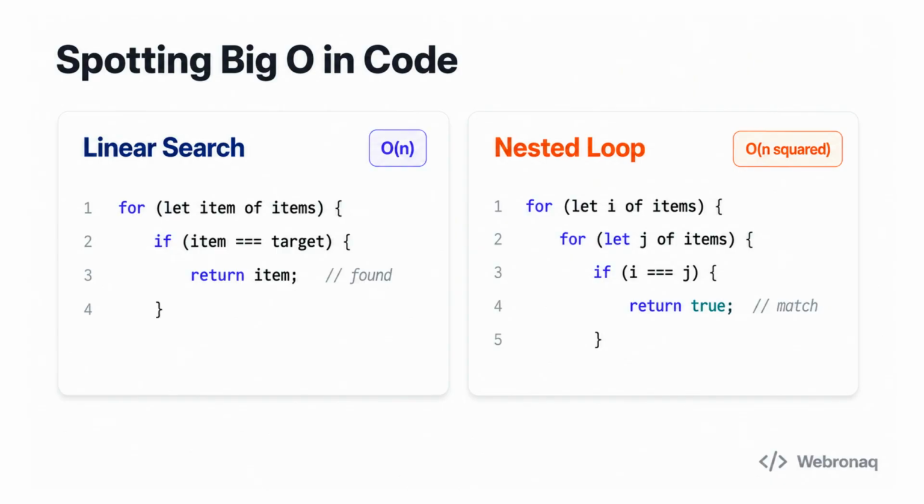The structural signal is simple. One loop over n gives you O of n. A loop nested inside another loop over n gives you O of n squared. You can often read the complexity straight from the shape of the code before you run a single line.